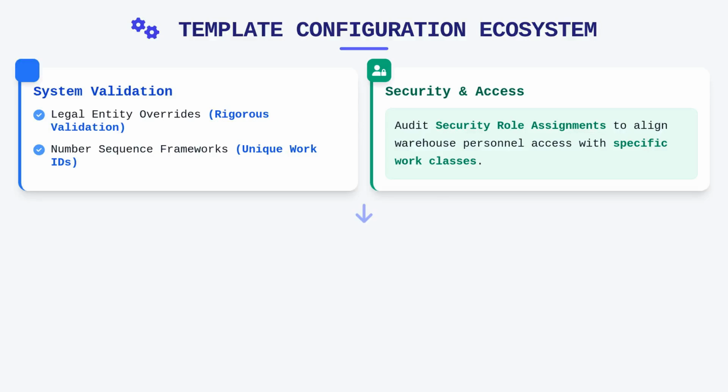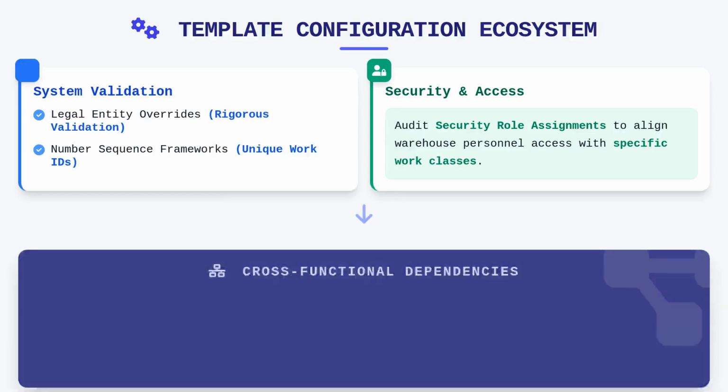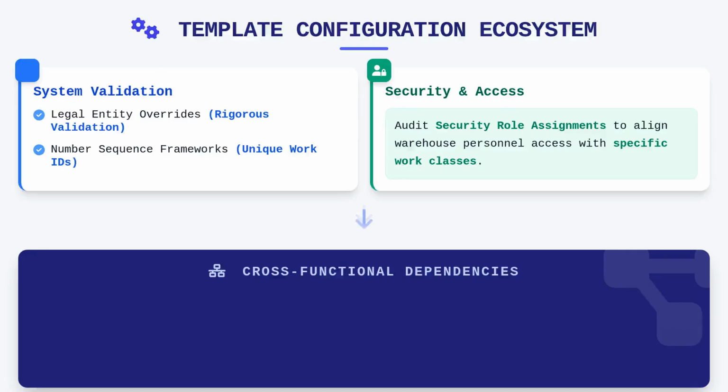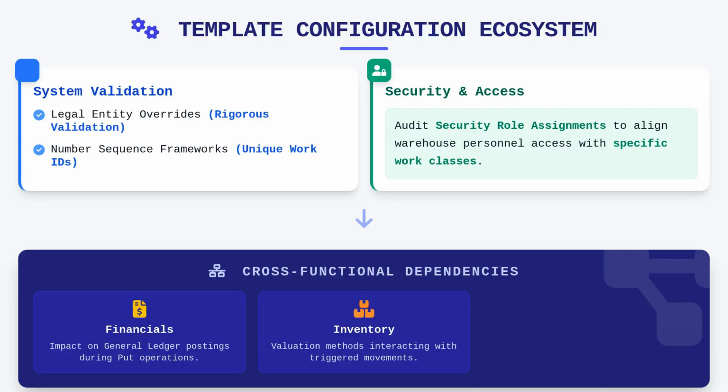Beyond the immediate configuration, you must keep in mind that these templates are deeply intertwined with broader financial and inventory processes. Changes in your work templates can impact general ledger postings, especially when inventory shifts or adjustments occur during the put operations. Moreover, you need to verify how your inventory valuation methods and intercompany trade configurations interact with the inventory movements triggered by these templates.